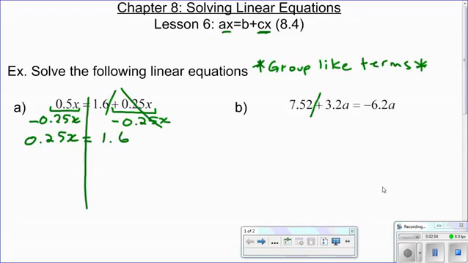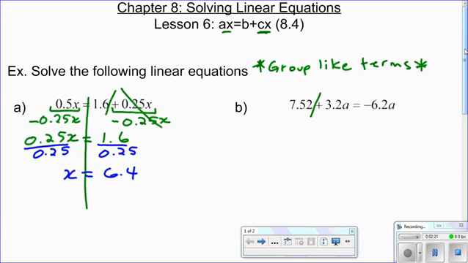Okay? So now I only have one x. I need to solve for x. It's being multiplied by 0.25. I'm going to do the opposite. I'm going to divide by 0.25. So x equals 6.4. And then if I wanted to, I could check my equation.